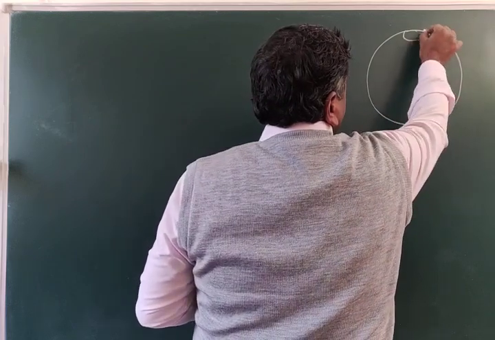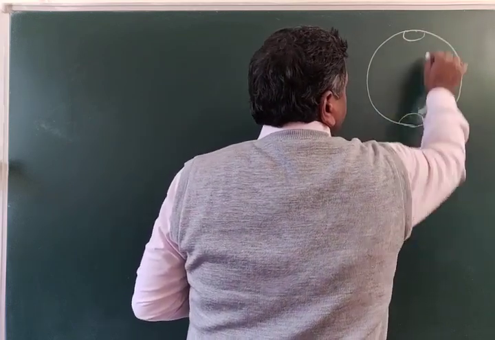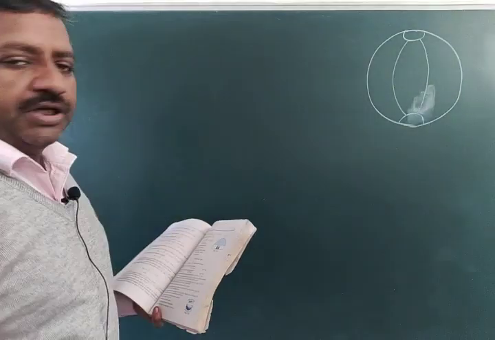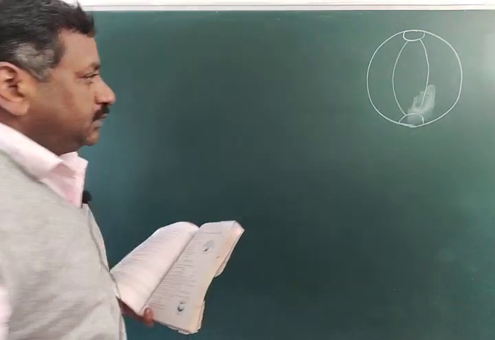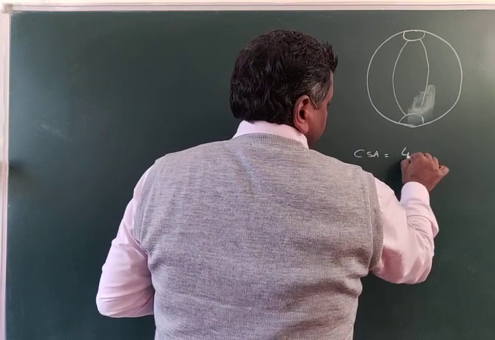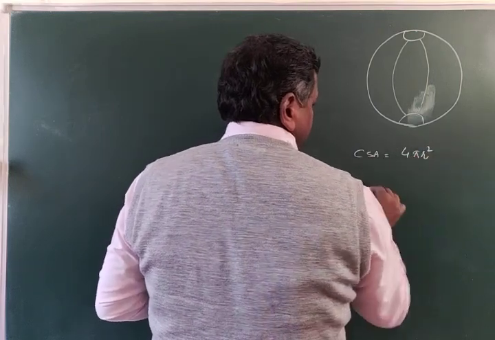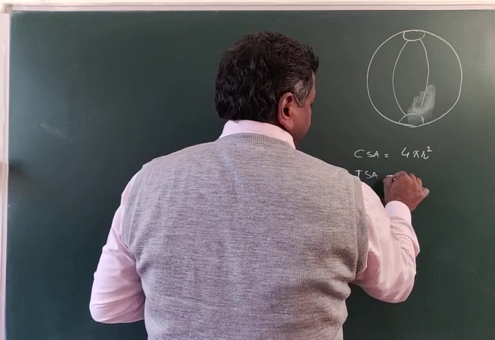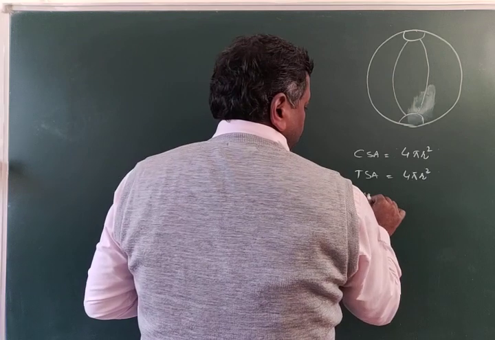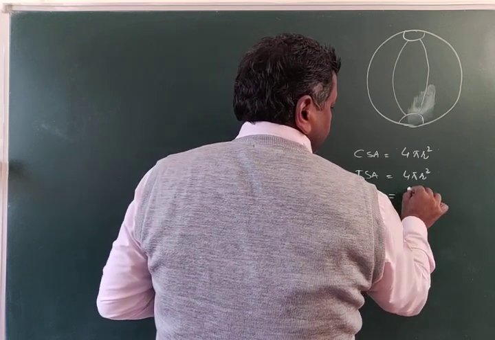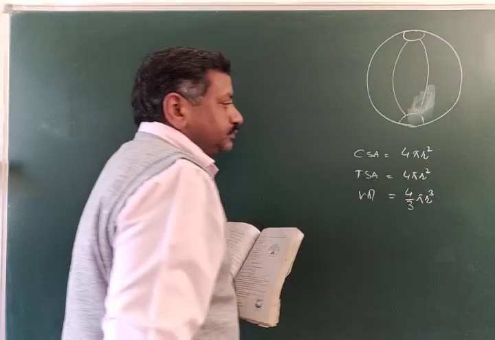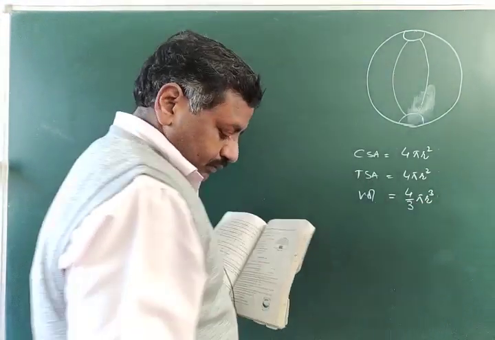So you know that sphere is a football type object, where CSA of sphere is 4 pi r square, TSA is also 4 pi r square, and volume is 4 by 3 pi r cube.